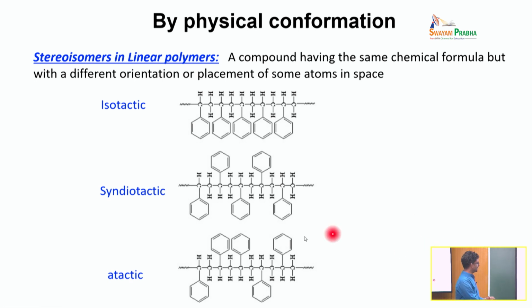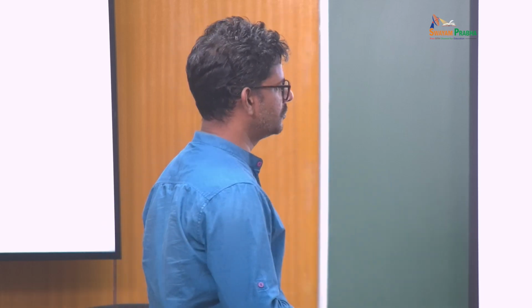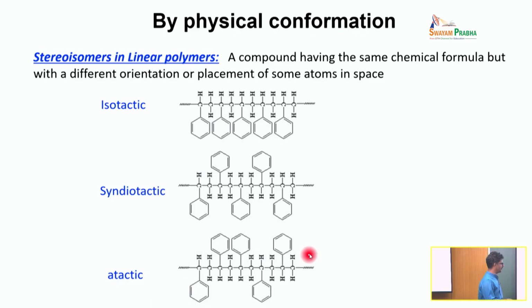Atactic basically means that there is no particular order. So they are basically randomly placed on the backbone chain. So depending upon how you synthesize the polystyrene molecule, you can actually have isotactic, syndiotactic, or atactic. So this is one of the characteristics of a linear polymer. Whenever you have a linear polymer, you could ask, is it syndiotactic, is it isotactic, or is it atactic? They all have different properties.